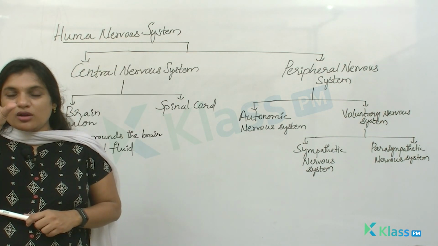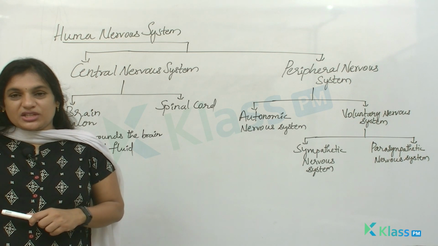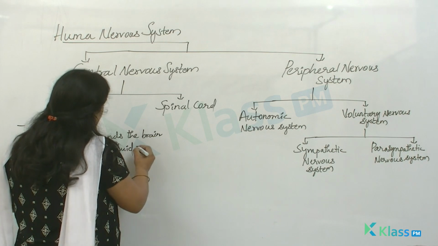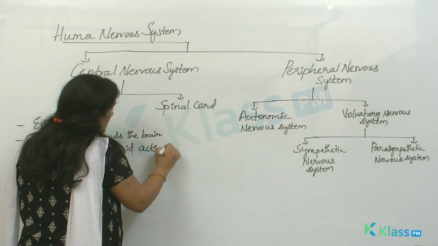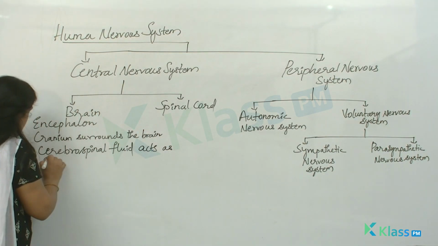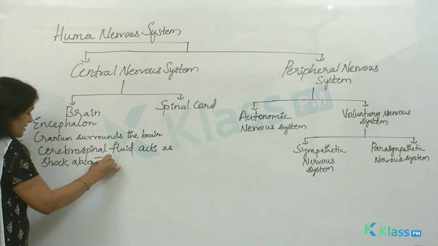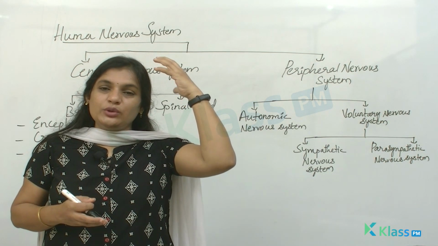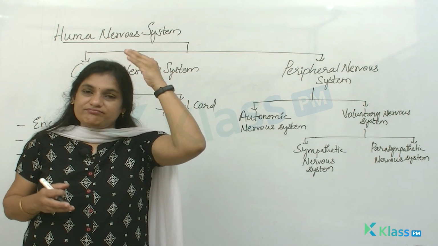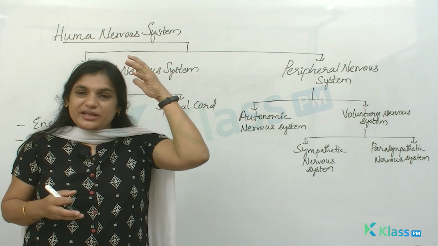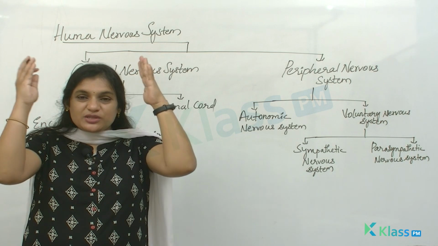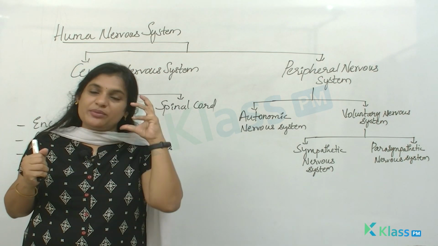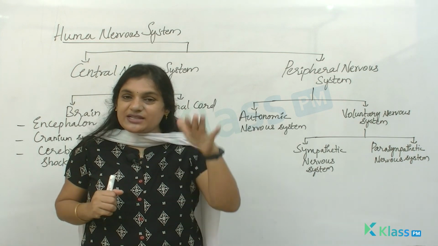It is like a small balloon-like structure which acts as a shock absorber. Cerebrospinal fluid acts as a shock absorber. So what does this fluid do? The fluid keeps lubricating your brain. At the same time, it acts as a cushion, so that even if there is any injury, the brain doesn't get damaged.